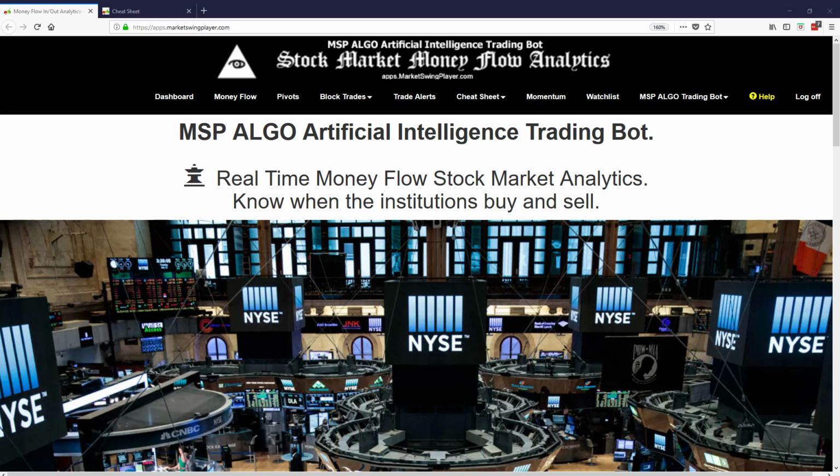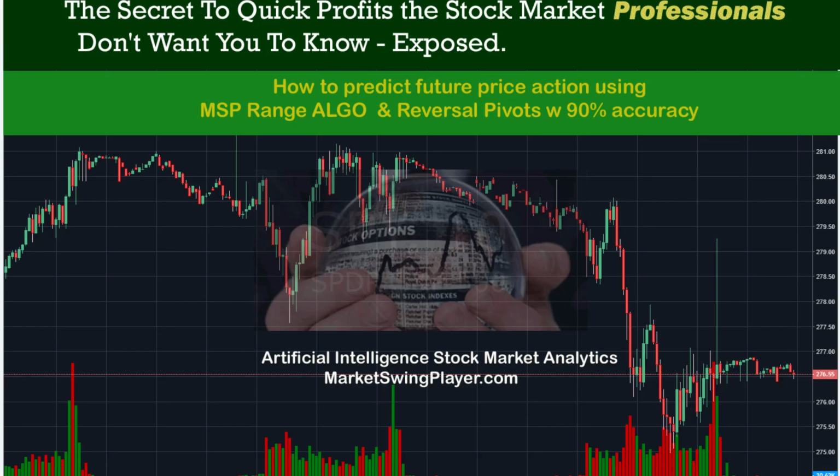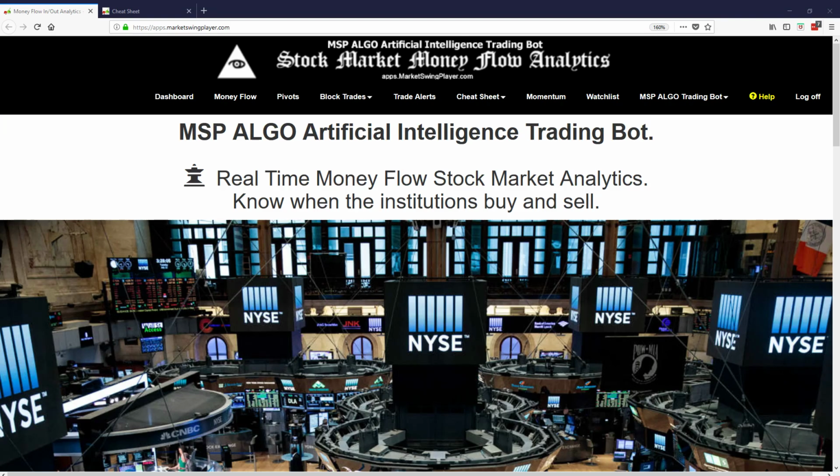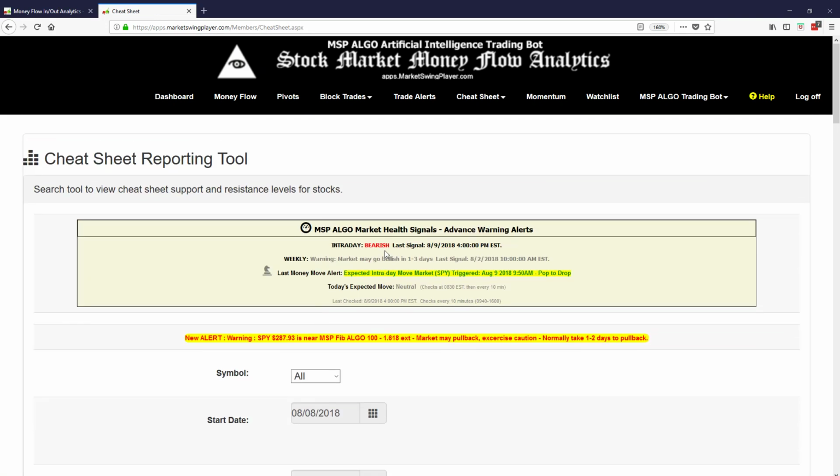So what we're going to do is look at the cheat sheet. How to predict future price action using MSP Range Algo and reversal pivots with 90% accuracy, that data is on the cheat sheet. Okay, so let's go to the cheat sheet. Okay, here's the cheat sheet. I already clicked here, and you can see cheat sheet, support, resistance, pin.